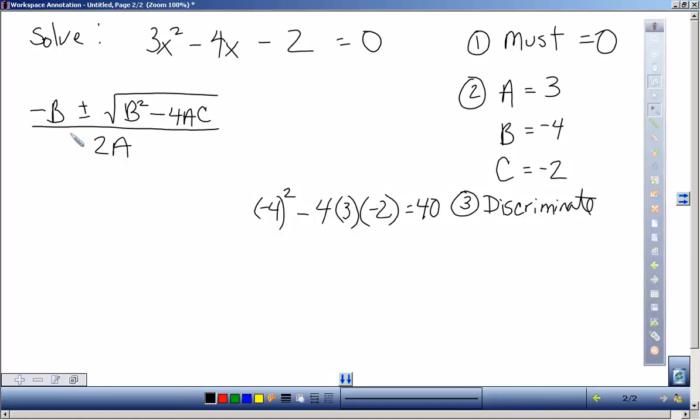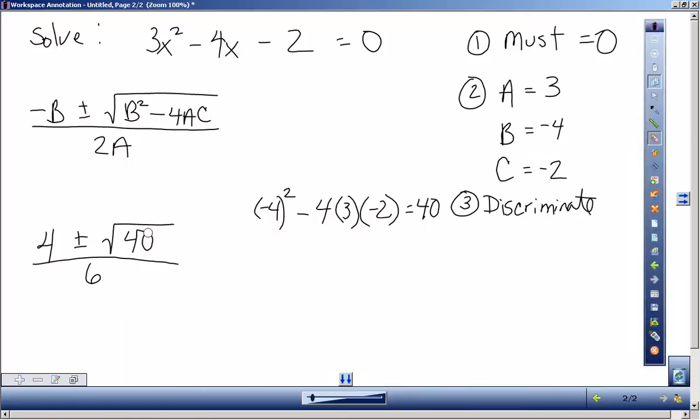What that lets me do is it now lets me plug everything in a place where I can actually simplify it. So the opposite of b, the opposite of negative 4, would be positive 4, plus or minus the square root of the discriminant, well, we just found out that was 40, all over 2 times 3 is 6. Now, a lot of times you get to this point and nothing can be simplified. And so that makes it great because then that's just our answer.